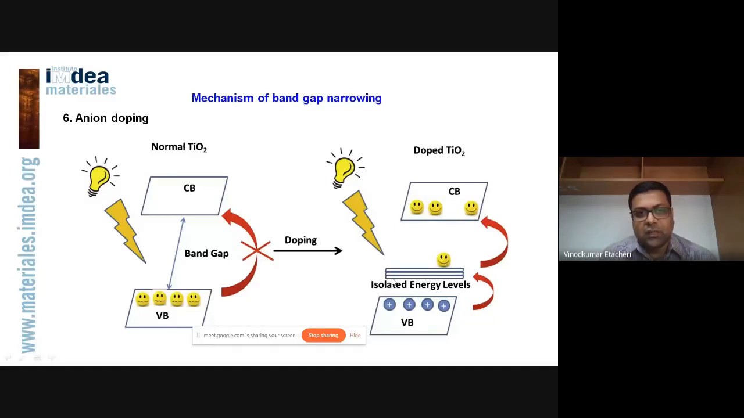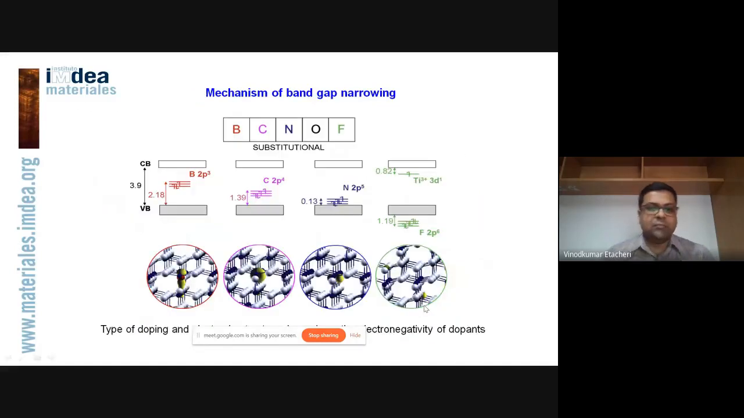In case of anion doping, it can produce additional energy levels near the valence band, or it can modify the whole valence band. And let's see the mechanism. These are the most used anionic dopants. It could be boron or carbon, it could be nitrogen doping, or even oxygen doping, that we'll go into details, and fluorine doping.